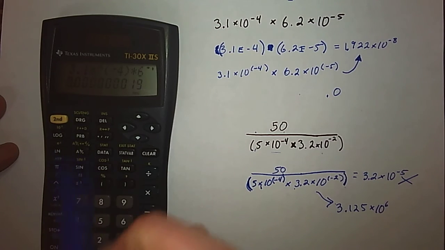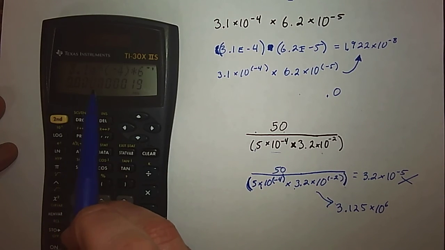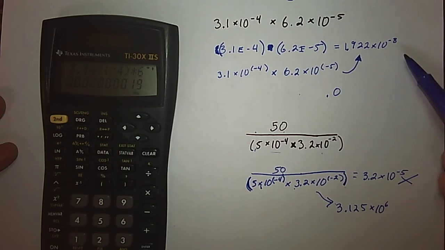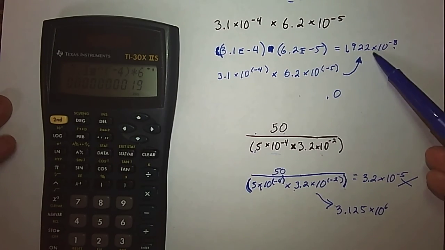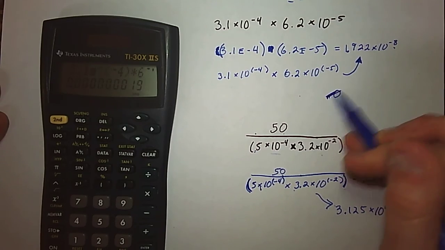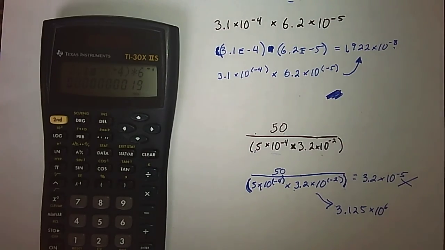0.0000000019. Now, if you were to do the scientific notation on this, 1, 2, 3, 4, 5, 6, 7, 8, you actually get the exact same answer right here: 1.922 times 10 to the negative 8. So your calculator could do this. You could put it in scientific notation. You're fine. I'm not going to write it out right here.